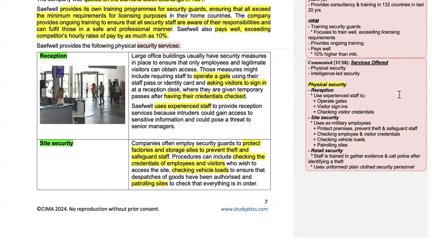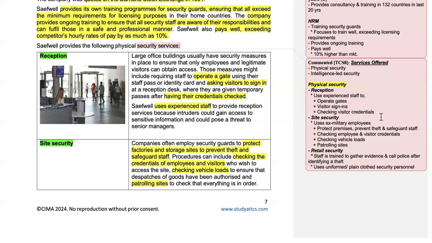And let's try to understand the type of services offered. As I mentioned earlier, we are involved with the provision of physical security and intelligence-led security services. So under physical security services, we are looking into three main elements. We are managing reception areas, we are providing site security, and we provide security within retail environments such as supermarkets and whatnot. So looking at how we handle reception areas, we use experienced staff to operate gates, to manage visitor sign-ins, and check visitor credentials within a client's premises.